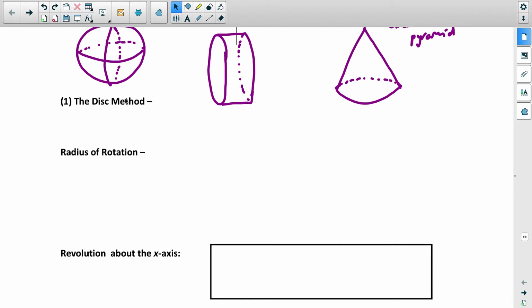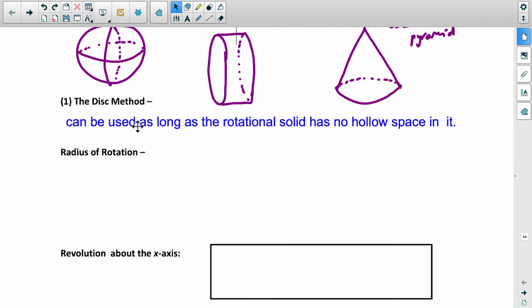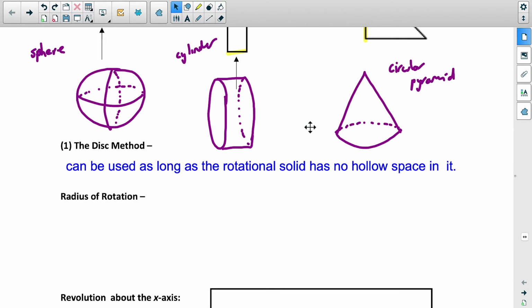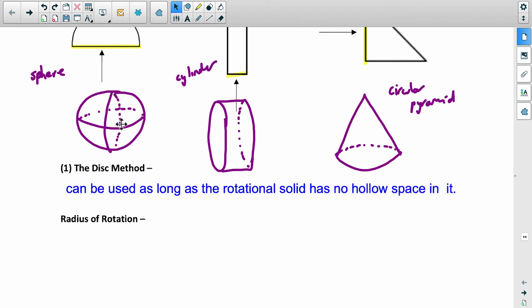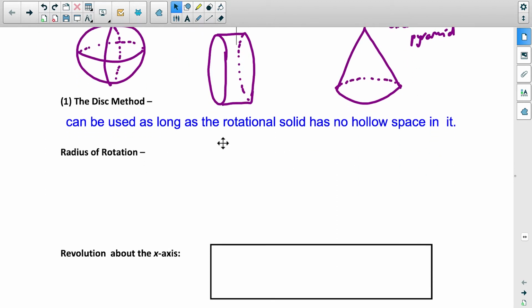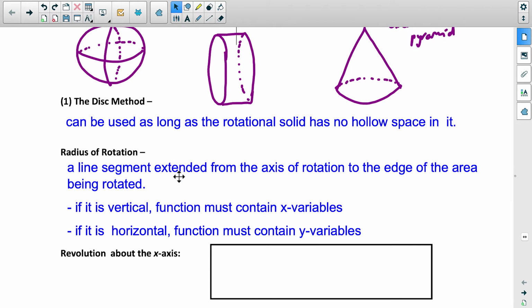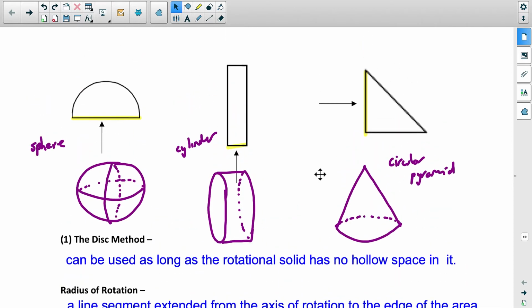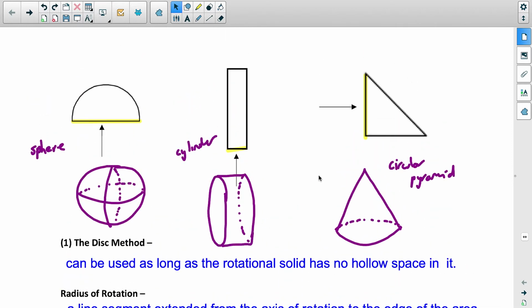The disk method can be used as long as the rotational solid has no hollow space in it. So if you look at all these things here, there's no space in them, right? There are no hollow parts, no empty regions. Because of that, we can use the disk method. Later on, we're going to learn another method where you could have spaces in it. One important thing is the radius of rotation. This is a line segment that extends from the axis of rotation to the edge of the area being rotated. Let me give you an example of that.